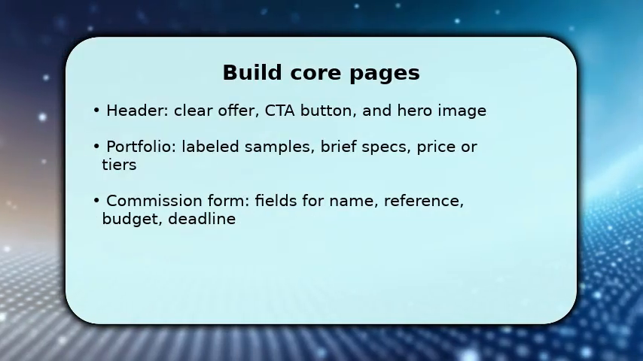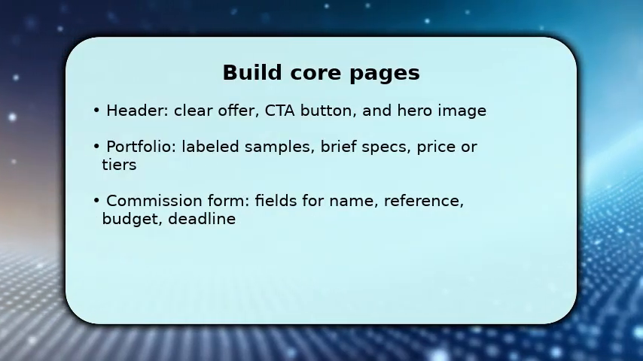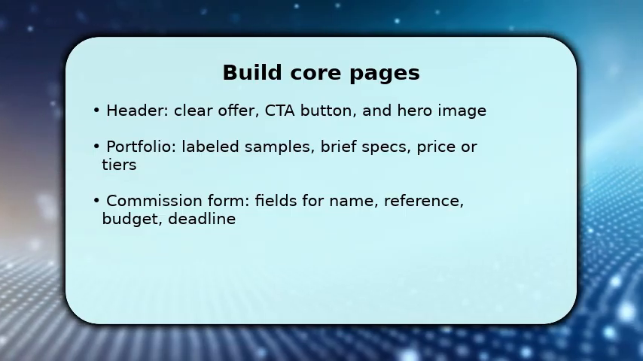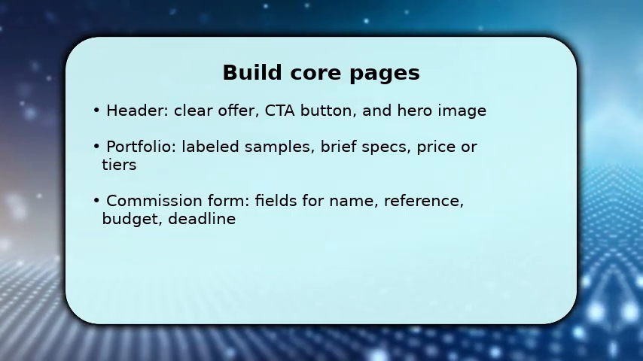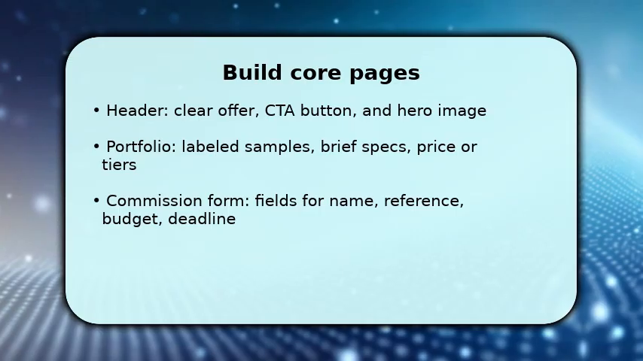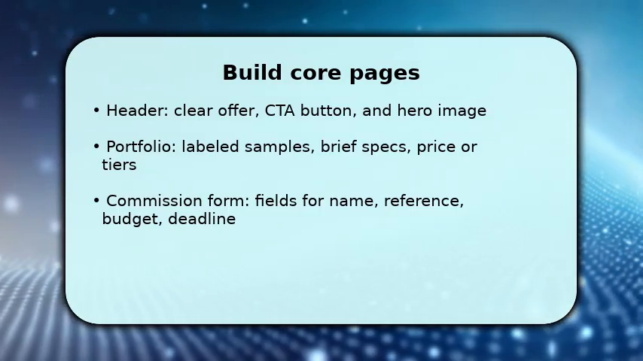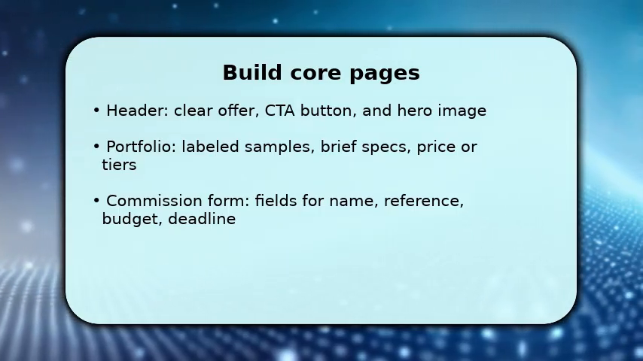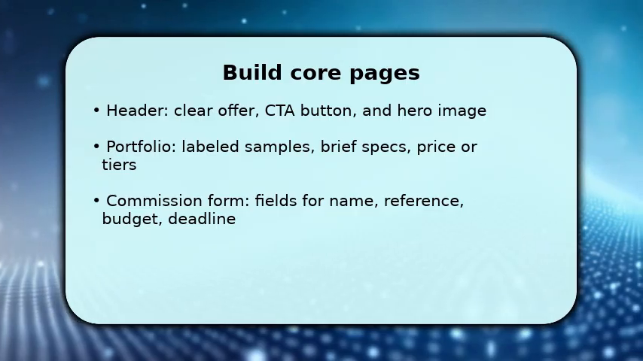Now you assemble the main blocks. Start with a concise header that states what you do and a clear CTA button that jumps to the commission form. Once the header is set, add portfolio entries with titles, medium, size, and price or tier. People need context. Then build the commission form.